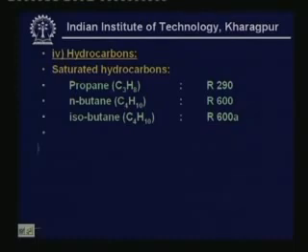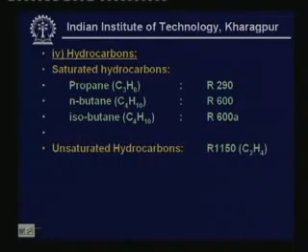You can also have unsaturated hydrocarbons, for example R1150. Here it has 4 digits, unlike the other refrigerants. 4 digits indicates that it is an unsaturated hydrocarbon. So, the first digit 1 means that it is an unsaturated hydrocarbon, and for the other digits you can again apply the rule and get the chemical composition.